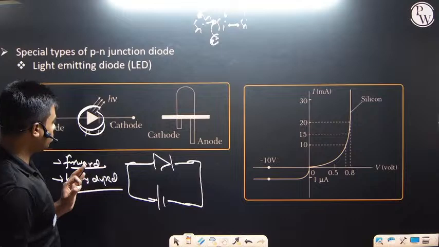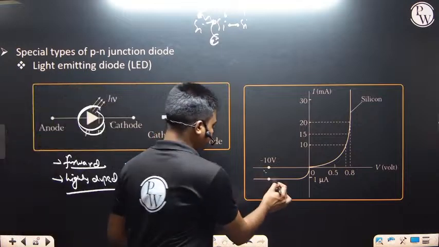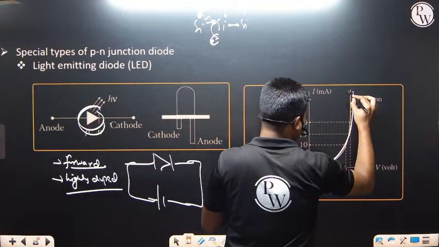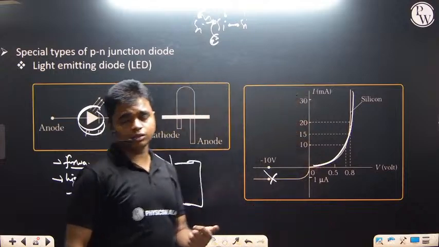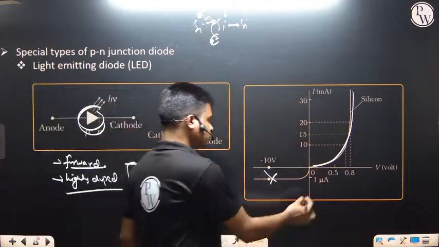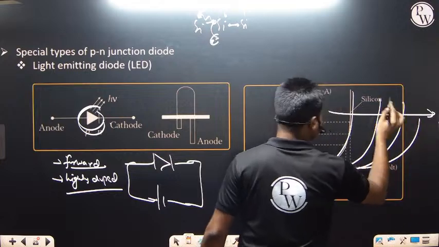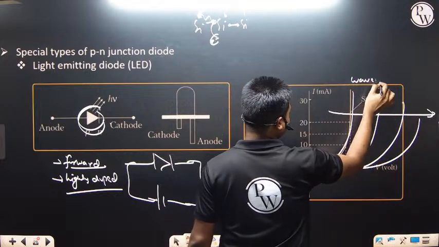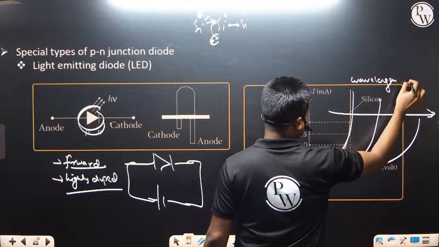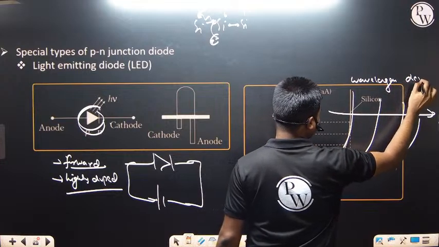Now, if we talk about this graph, the graph is not this one. The graph will be given by this forward bias characteristics because it is operated under forward bias, and as we are moving left to right, the wavelength value decreases.